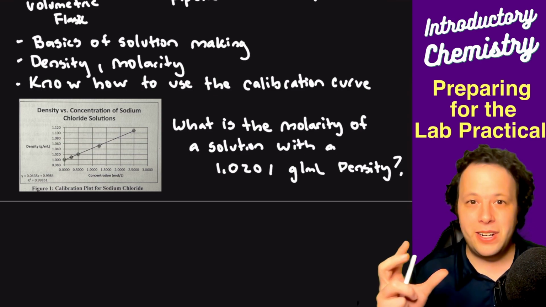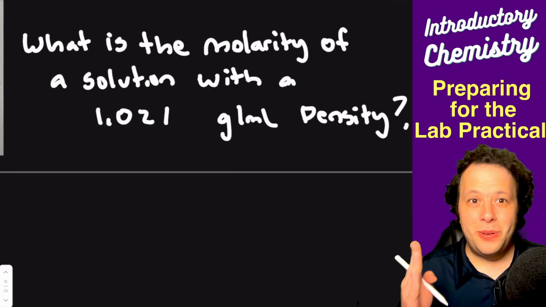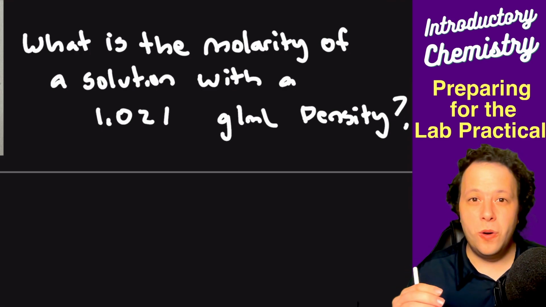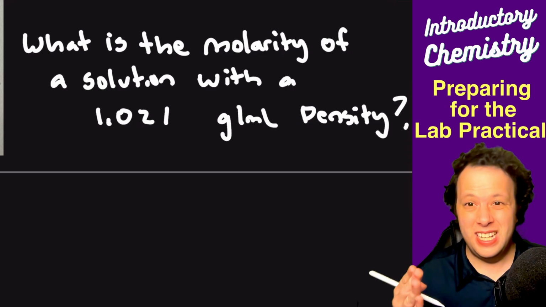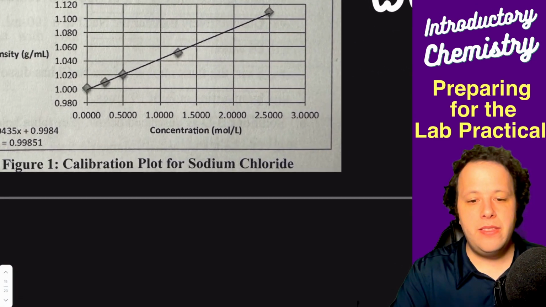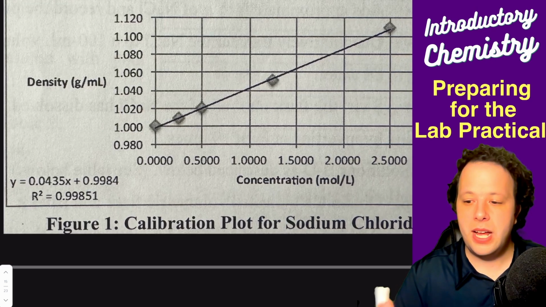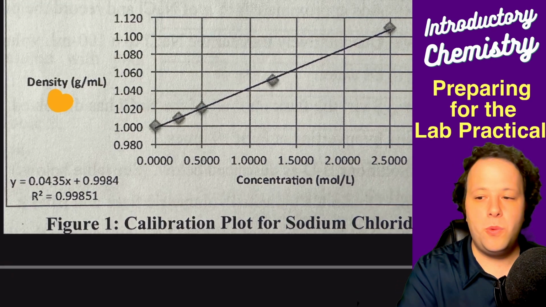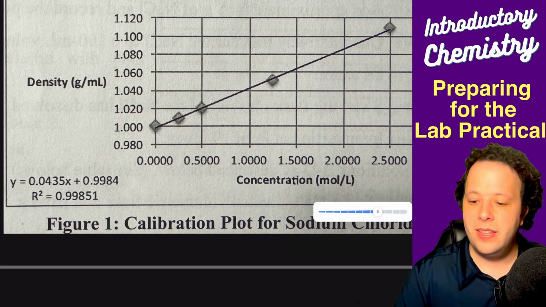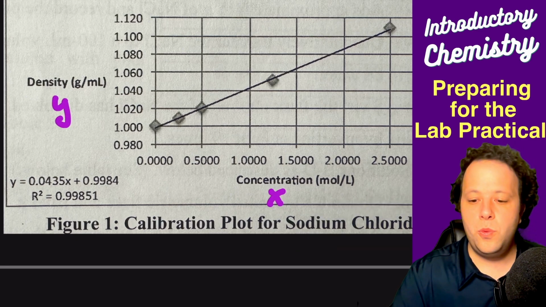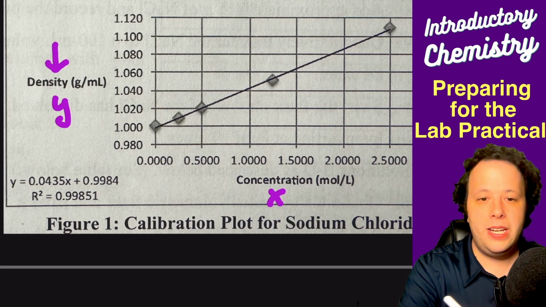solution, and you figured out its density. So if we do this example and I ask you what is the molarity of a solution with 1.021 grams per milliliter as its density, how would you solve it? What would you do here? So the thing about this curve is how is it all labeled? Well, you have to remember, we have the y-axis, which was on the left-hand side, and then we had the x-axis. What we were given is a density.